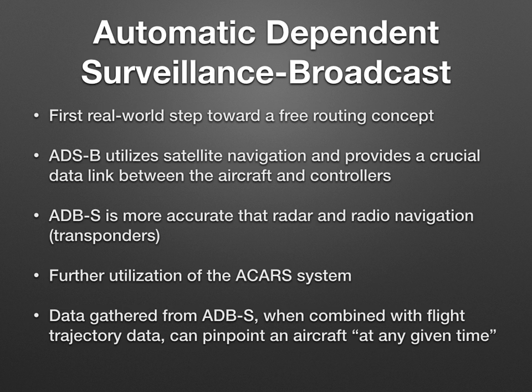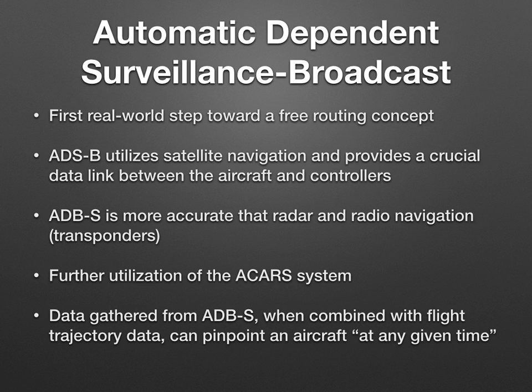The Automatic Dependent Surveillance-Broadcast system, ADS-B. This is the first real-world step towards the free routing concept. What ADS-B is doing is utilizing satellite navigation and providing that crucial data link between the aircraft and controllers. This is more accurate than radar and radio navigation, and when I say radio navigation, I'm speaking towards transponders that are currently in the plane that are used to track the plane's position. This could actually be implemented quite easily with the current ACARS system that's in place.